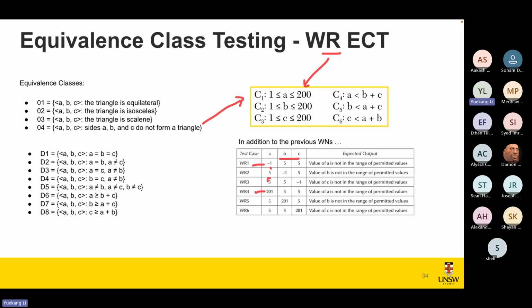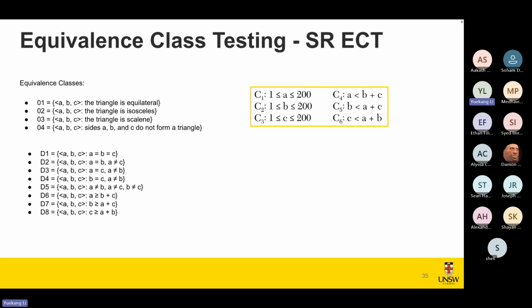And then we fix A and C to allow B to take invalid values. And then we fix A and B to allow C to take invalid values. So this is the weak robust equivalence class testing. So in addition to the weak normal ones, we add some examples for the values for the variables to take invalid values.